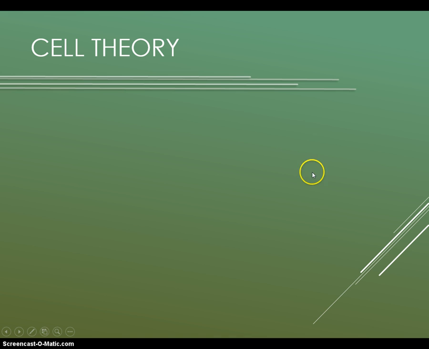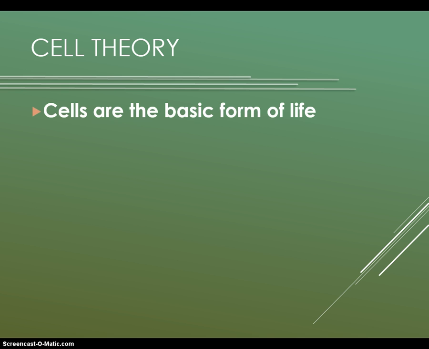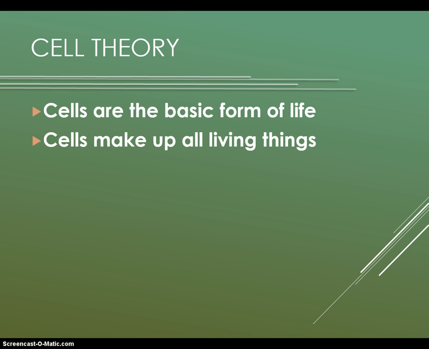Okay, so you sorted some cards. And though the work of all those scientists enabled us to come up with what we call cell theory. And it's this. It's that cells are the basic form of life. We knew that from levels of organization, but this is really important for biology and science in general. Next, we know that cells make up all living things. Not everything, just stuff that's living.